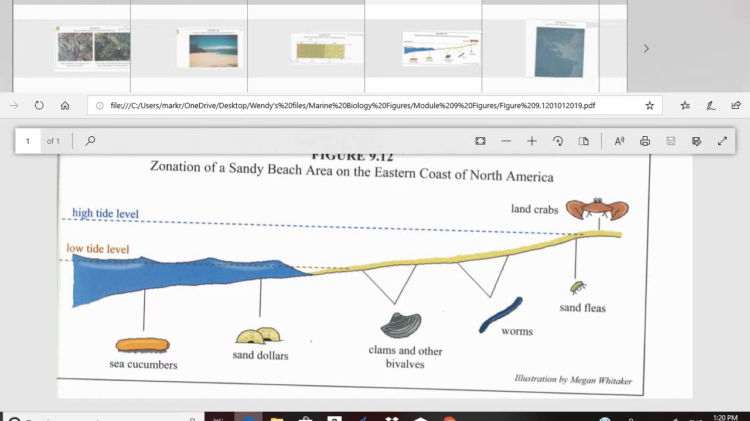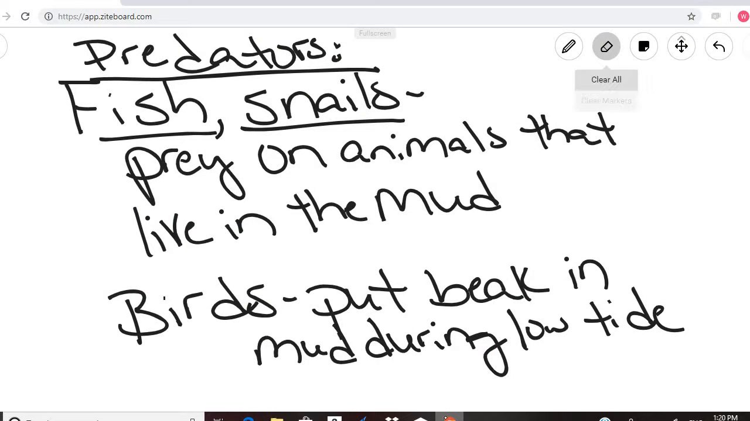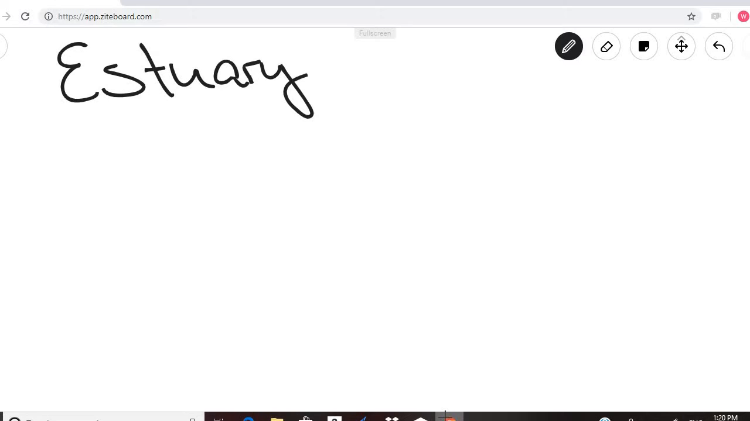Okay, so that is going to be it for Module 9. Now we're going to switch into Module 10, and Module 10 is dealing with estuary communities. A lot of Module 10 is just going to be helping us to understand some definitions so that when we deal with future modules, we have these words down and we can use them without having to define them every time we use them.